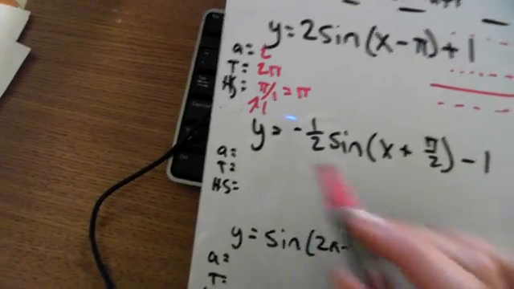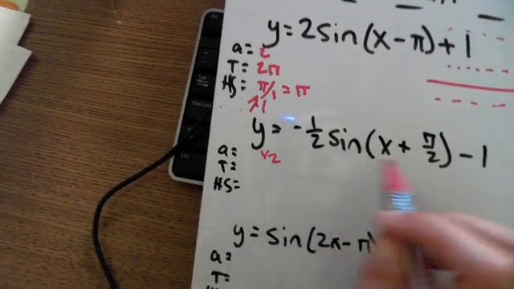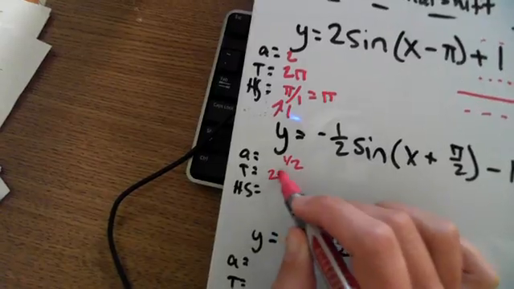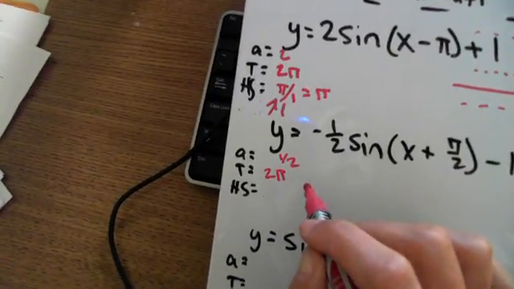Now we've got a negative, so my amplitude is 1/2. We've got a period of 2 pi over 1, which is 2 pi once again.